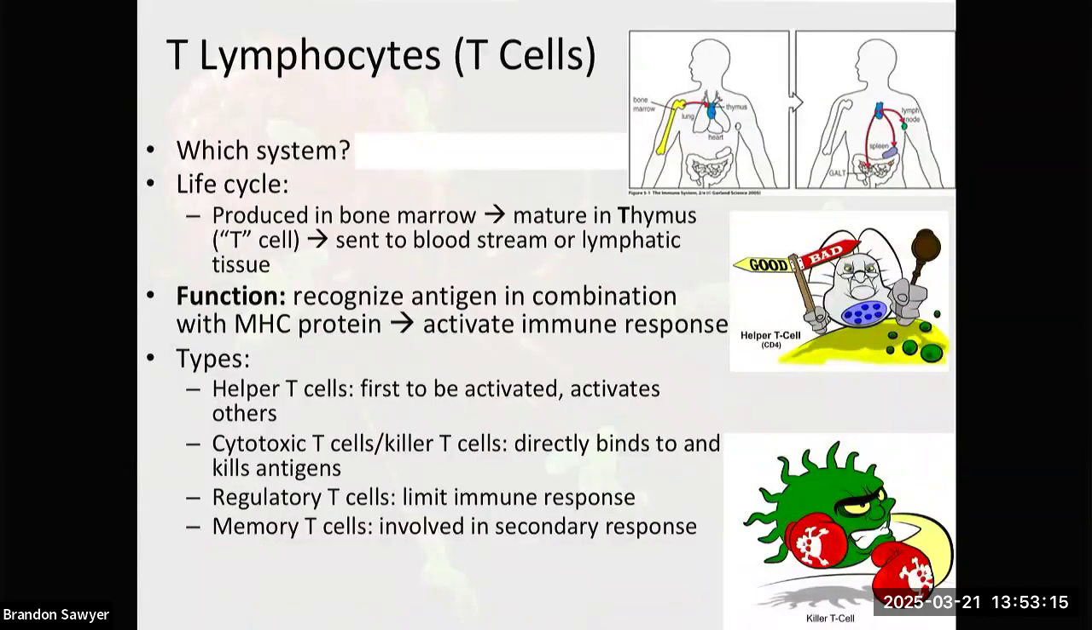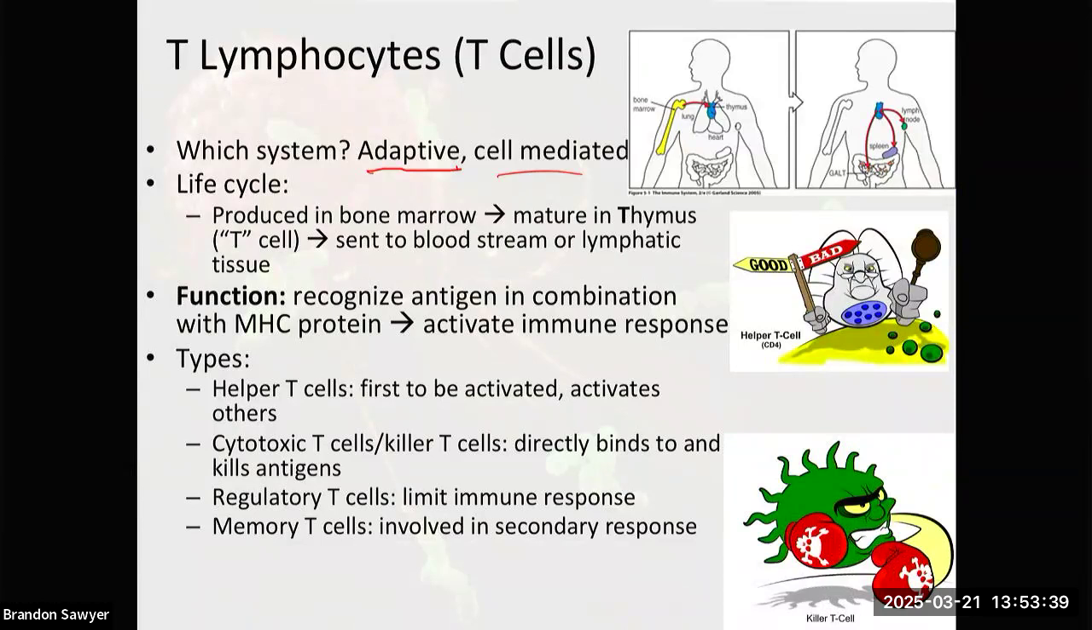Okay, so let's get into the cells of the immune system a little bit here. One of the most important cells is the T cells, also known as T lymphocytes. These are part of our adaptive immune system. And specifically underneath the adaptive, we either have the humoral part of that or the cell-mediated part of that. So T cells are part of the cell-mediated part.